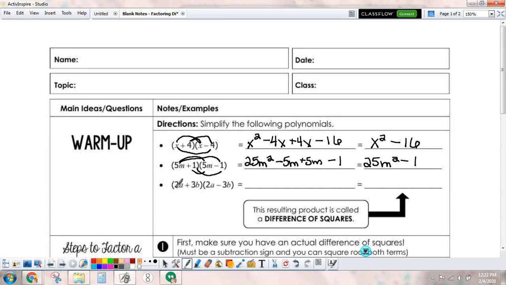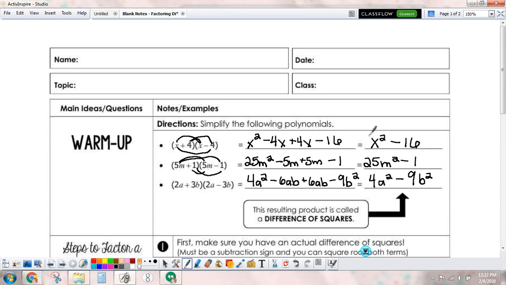Same idea for the last one. 2a times 2a is 4a squared. The outer is 2a times a negative 3b to get a negative 6ab. The inner is a 3b times a 2a to get a positive 6ab. And then 3b times negative 3b is negative 9b squared. Combine our like terms. Negative 6 plus positive 6 means we're going to get a 0 here, so that's gone. And we have 4a squared minus 9b squared.